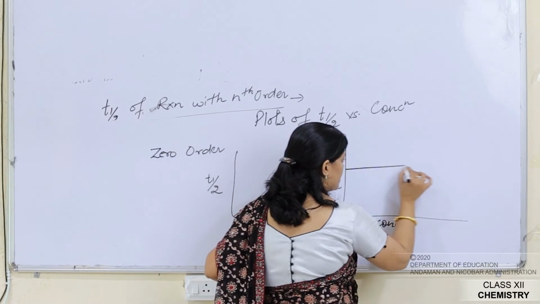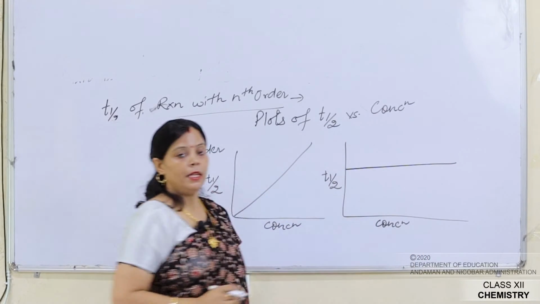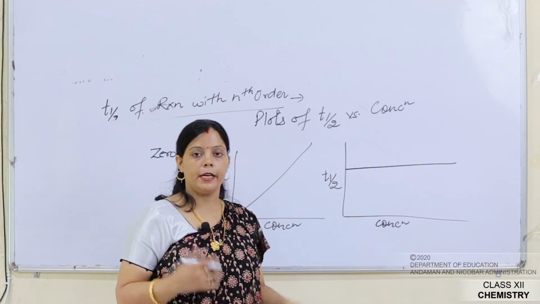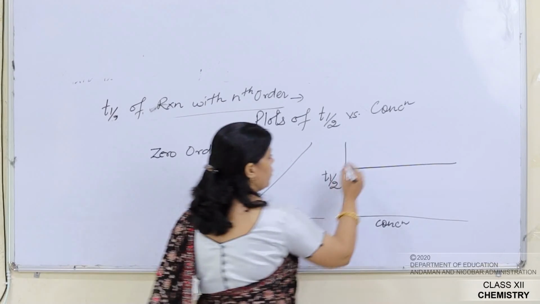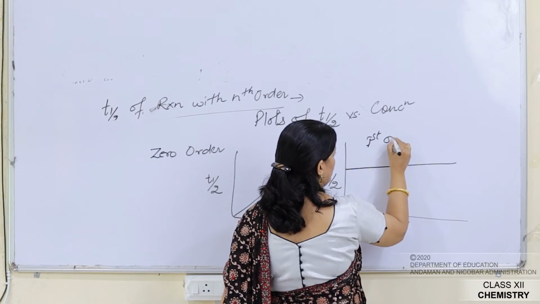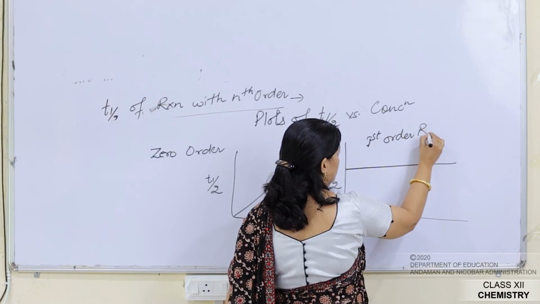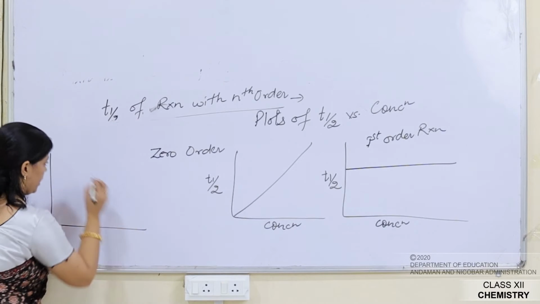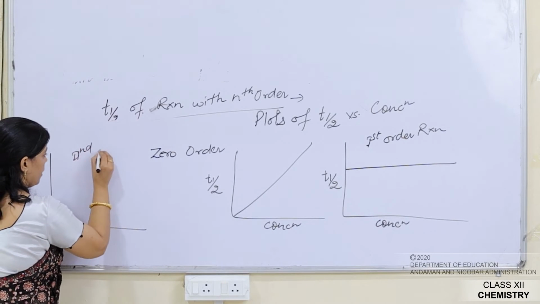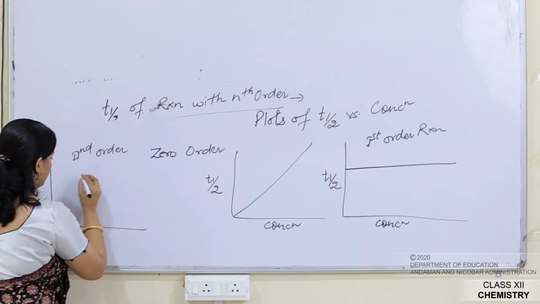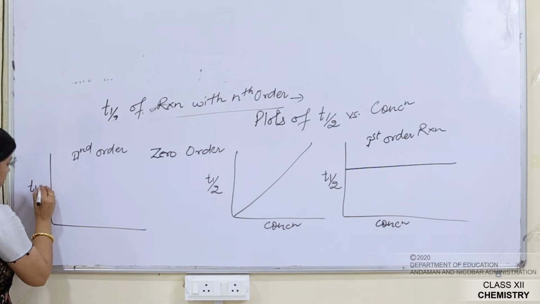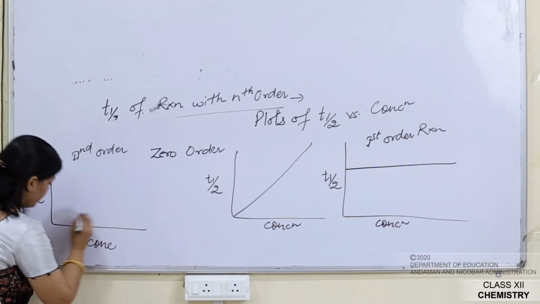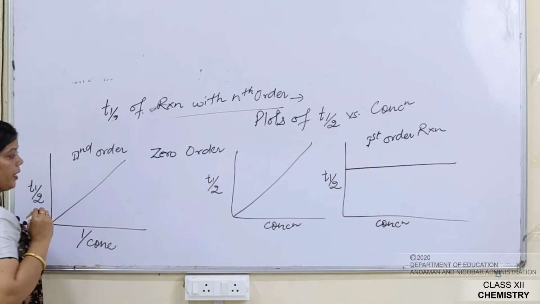So we obtain this line, and this line shows that the T half does not depend upon the concentration of the reactant and it is a constant value. This is for the first order reaction. Okay. Second, for the second order reaction, here T half and here 1 by concentration. Okay. We also get a straight line.